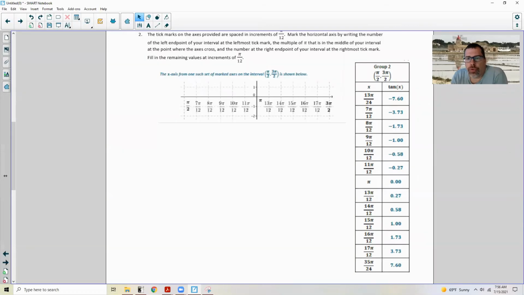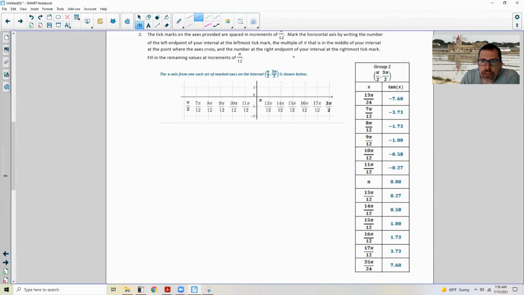Okay, so here is what you should be doing on this one. Here is the coordinate plane, and we're going up to 1, down to -2 here. And our domain is negative pi over 2 to 3 pi over 2. So that is group 2. All right, so the x-axis for one such set of marked axes on the interval pi over 2 to 3 pi over 2 is shown below.